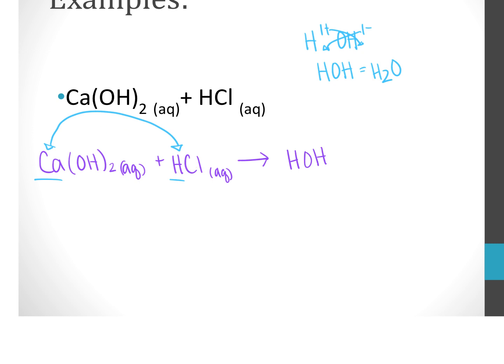Calcium is going to move over here and bond to the chlorine. So what's the charge of calcium? 2. Okay, plus 2. And then what's the charge of chloride? -1. Okay, so when we crisscross, what do we get? Calcium, chloride 2. Good. Okay, so we get CaCl2.